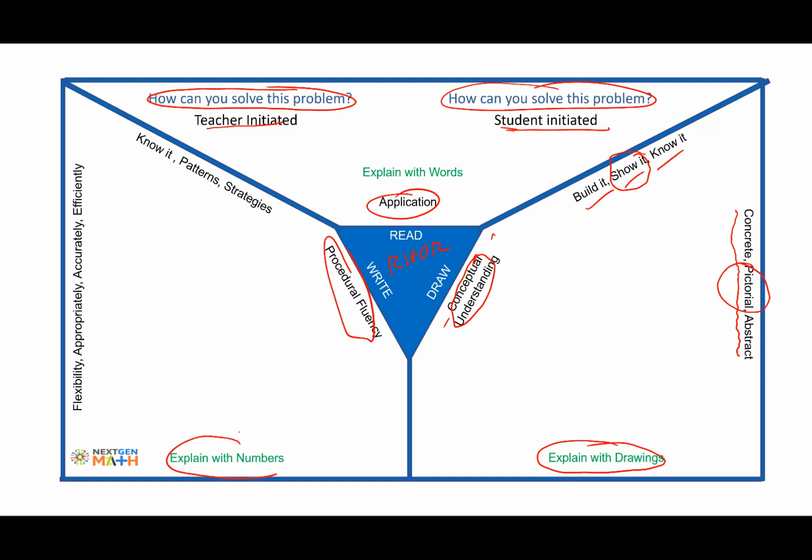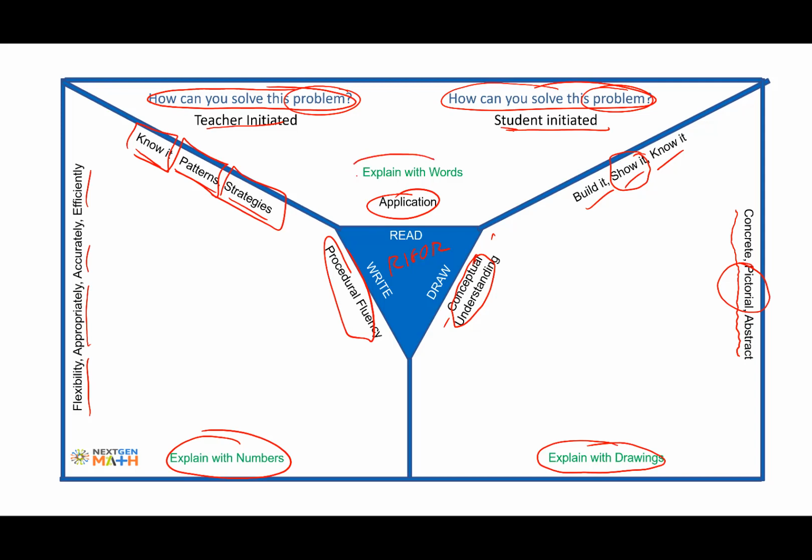On the left side, we have explain with numbers. Now students are going to explain with numbers solutions to the problem that they were introduced to. And they have the ability to be flexible in their thinking based on their conceptual understanding. Are they using their mathematics appropriately, accurately, efficiently? We also have these keywords up here of know it, patterns, and strategies. As students are growing in their fluency, they'll be able to employ either their know it, their patterns, or their strategies of fluency in solving the problem.